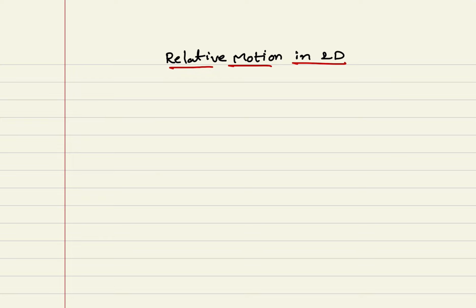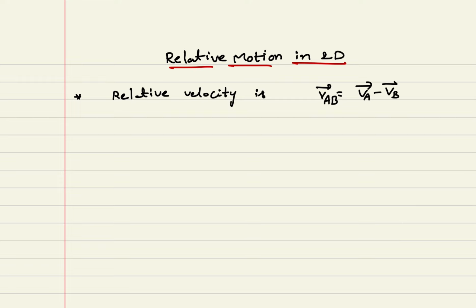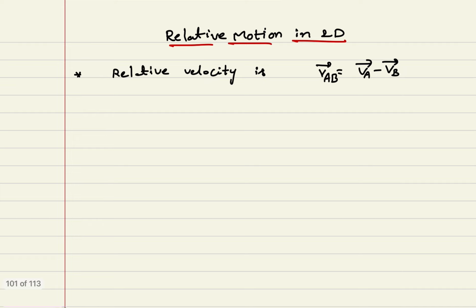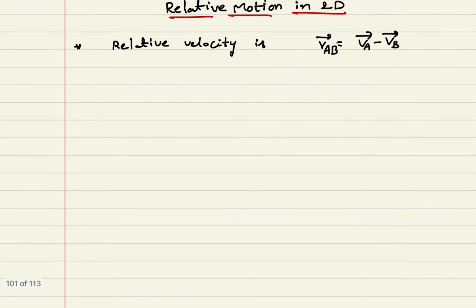Hi everyone. Now I am going to discuss relative motion in two dimensions. Okay, 2D I am discussing. Before that, I am just recalling what relative velocity is. Earlier we have written that relative velocity VAB bar is equal to VA bar minus VB bar. The same logic we are going to apply for two-dimensional motion. I will tell what VA bar minus VB bar is.